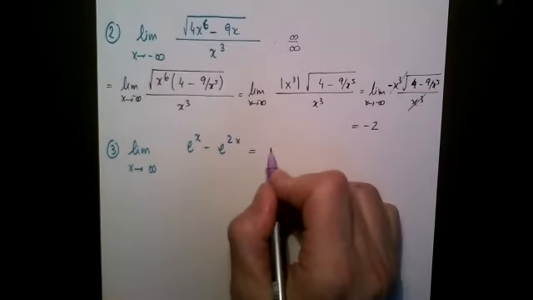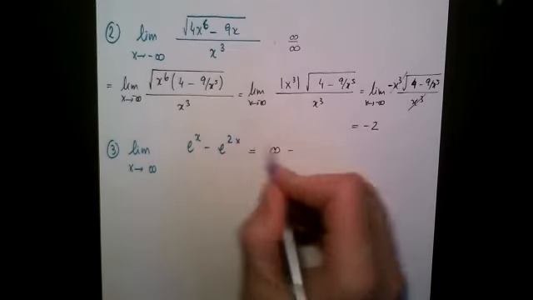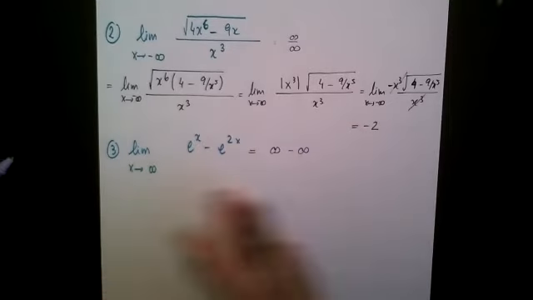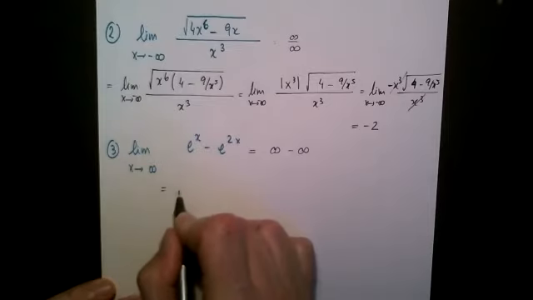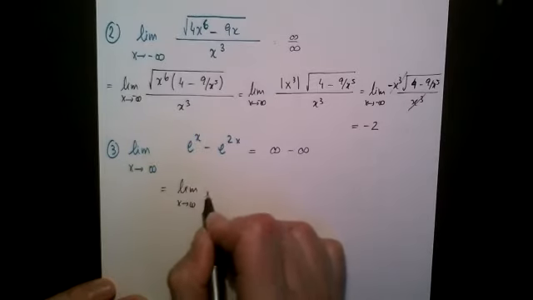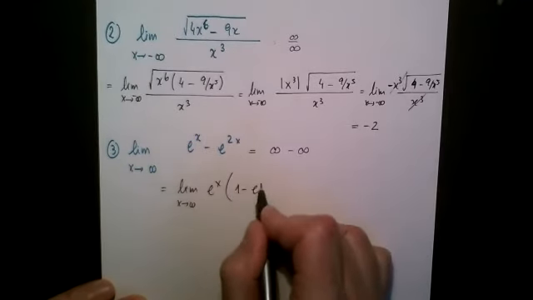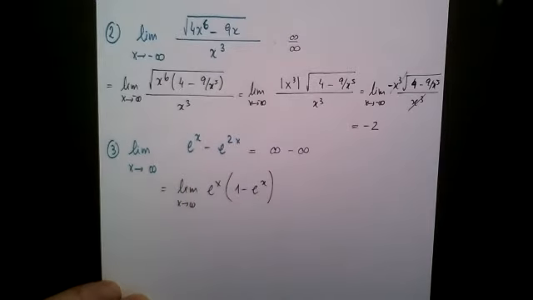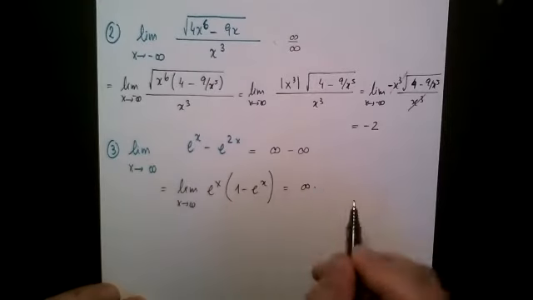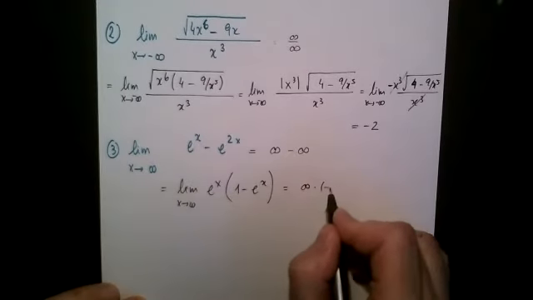Okay, now for the last one, I get e to the infinity is infinity minus e to the infinity is infinity. And so what do I do here? What do you suggest? Could you factor out an e to the x? Very nice. So it's equal to the limit as x approaches infinity. Let's factor out e to the x times (1 minus e to the x). That's the same thing. And if you plug in infinity now, you're going to get e to the infinity is infinity, times 1 minus infinity is negative infinity.